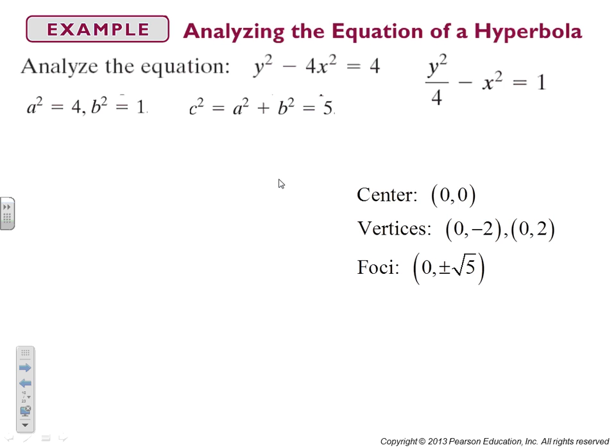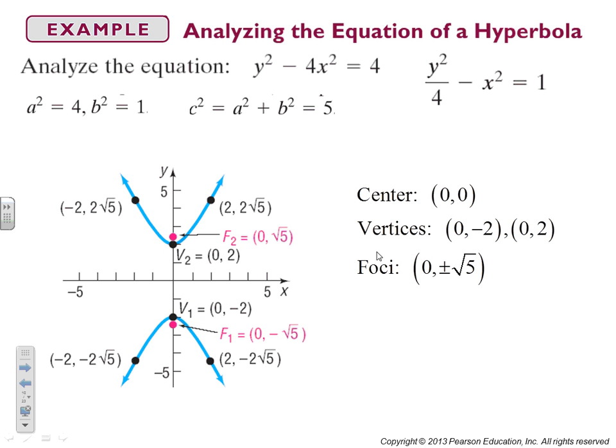So our vertices are at 0, comma a, and 0, comma negative a. And that's at 0, negative 2, and 0, 2. Our foci are at 0, comma c, and 0, comma negative c. So that's at 0, comma plus and minus root 5. Let's go ahead and draw all these.